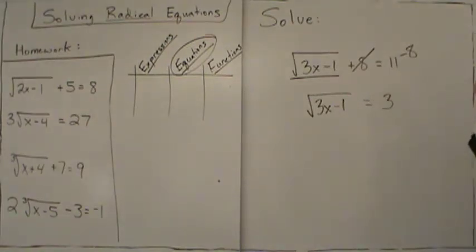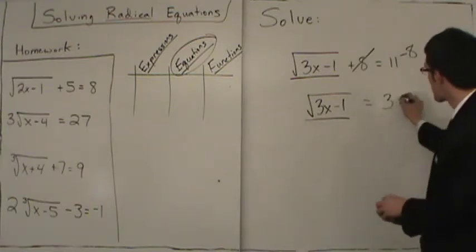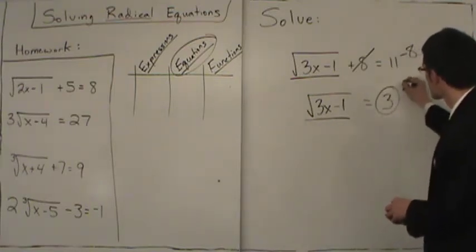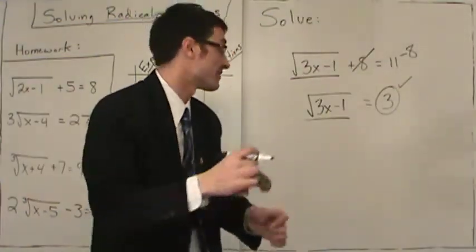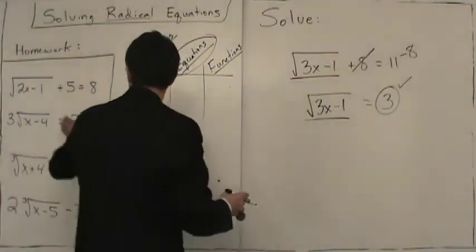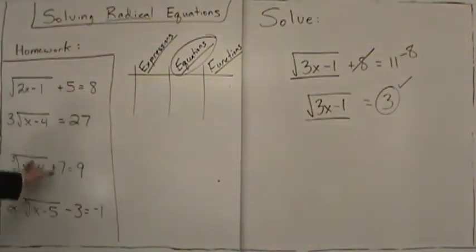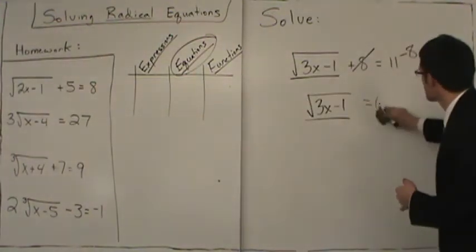Now that the radical is isolated, we have to check: is the right side positive? Yes. It's the same rule as absolute value. The right side must be positive. If the right side is negative, there is no solution. All of these tonight have positive right sides, so you don't have to worry about anything tonight. So the right side is positive. Now, we continue on our way.